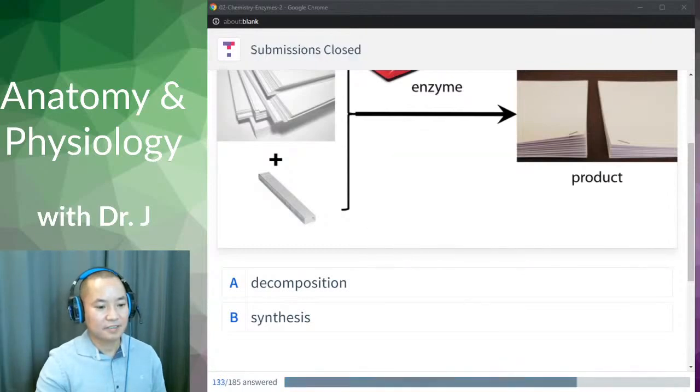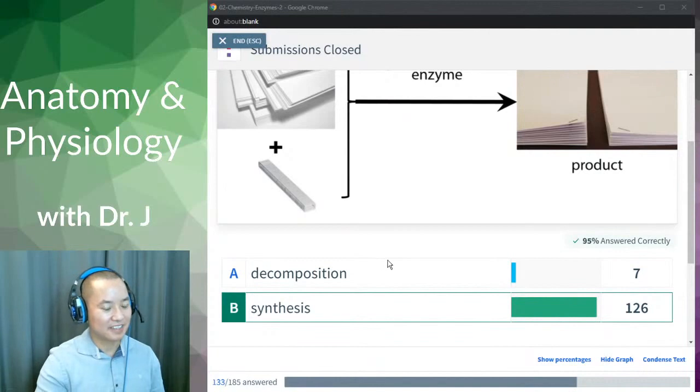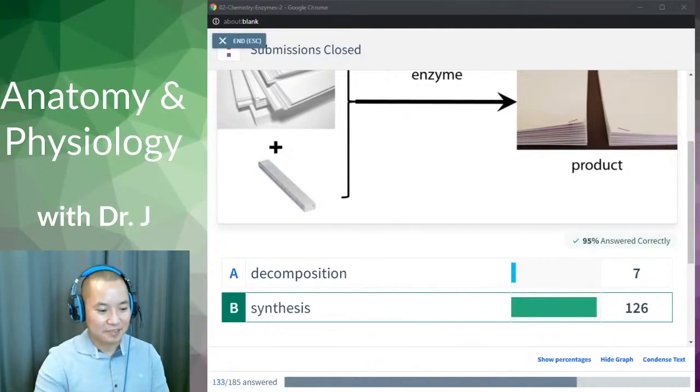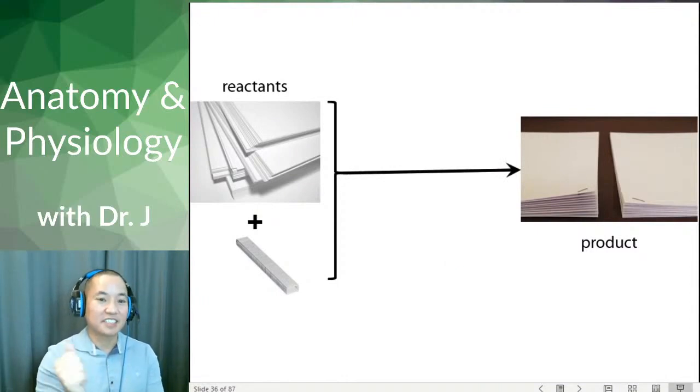All right, let's see how everybody did. Most of you said it's a synthesis reaction, and most of you are correct. Again, you're forming a new bond. You have multiple reactants and you have a final product. So this is what I'm getting at with this whole analogy. Yes, it is a synthesis reaction, but what did you notice? You notice that the stapler was not altered. It did change shape, it did have some action, but it did not become part of the final product.